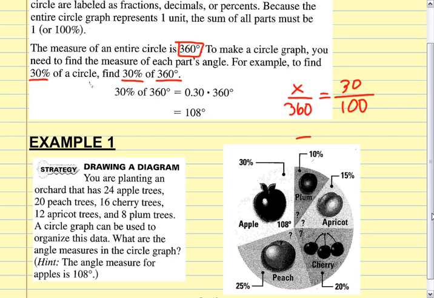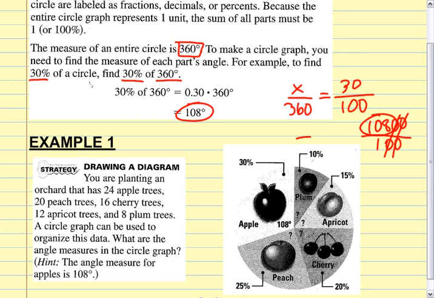Who can give that to me? You've got a calculator in front of you. What is 30 times 360? Zachary? 10,800. But then we're going to divide by 100, and the zeros cancel out, don't they? And that gives us 108.